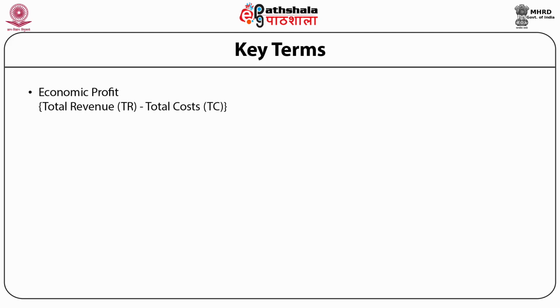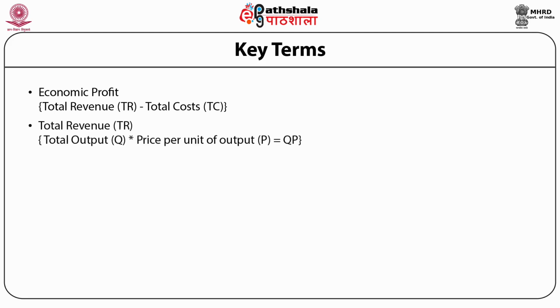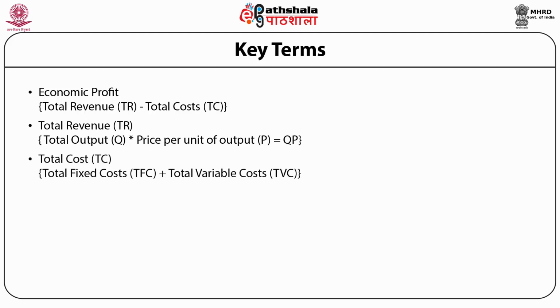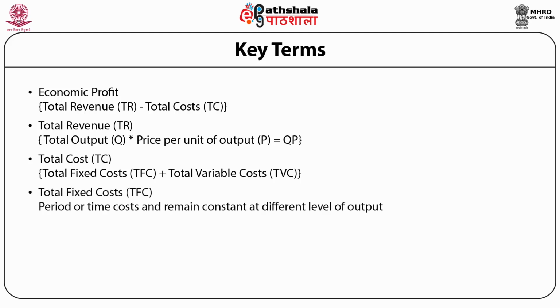Economic profit of the firm is the difference between total revenue and total cost, where total revenue is equal to total output multiplied by price per unit of output, that is Q into P, whereas total cost is equal to total fixed cost plus total variable cost. Total fixed cost is also known as period cost or time cost. It remains constant at different levels of output.